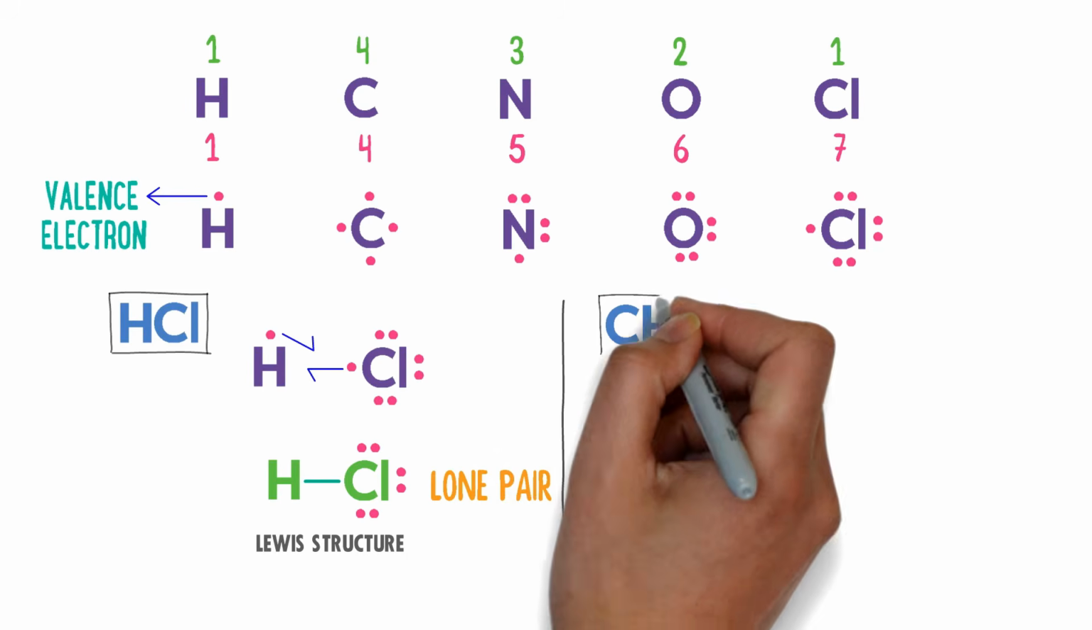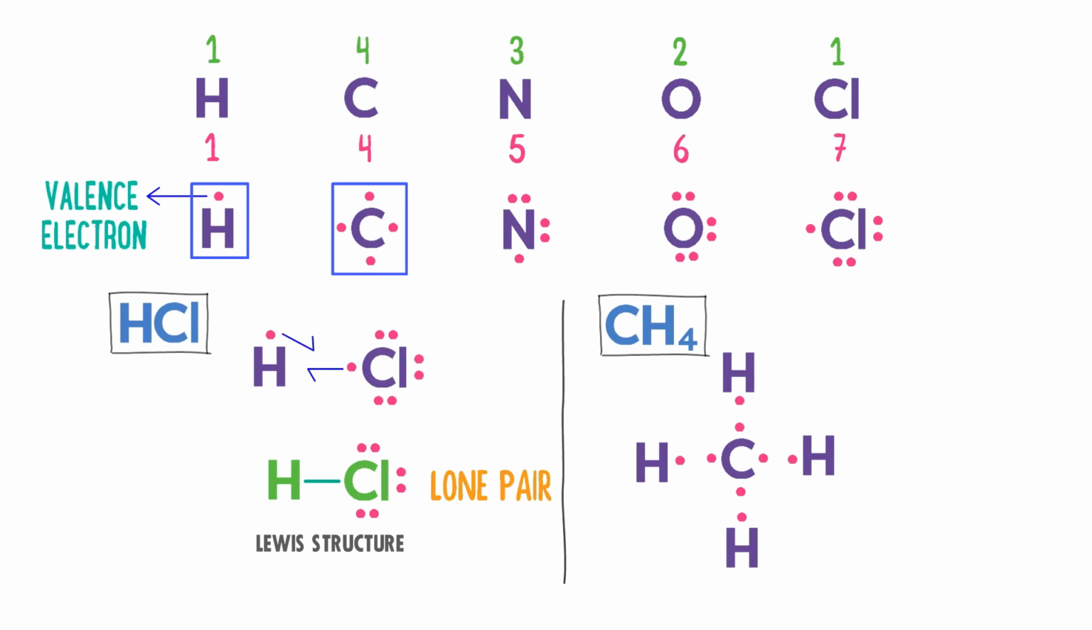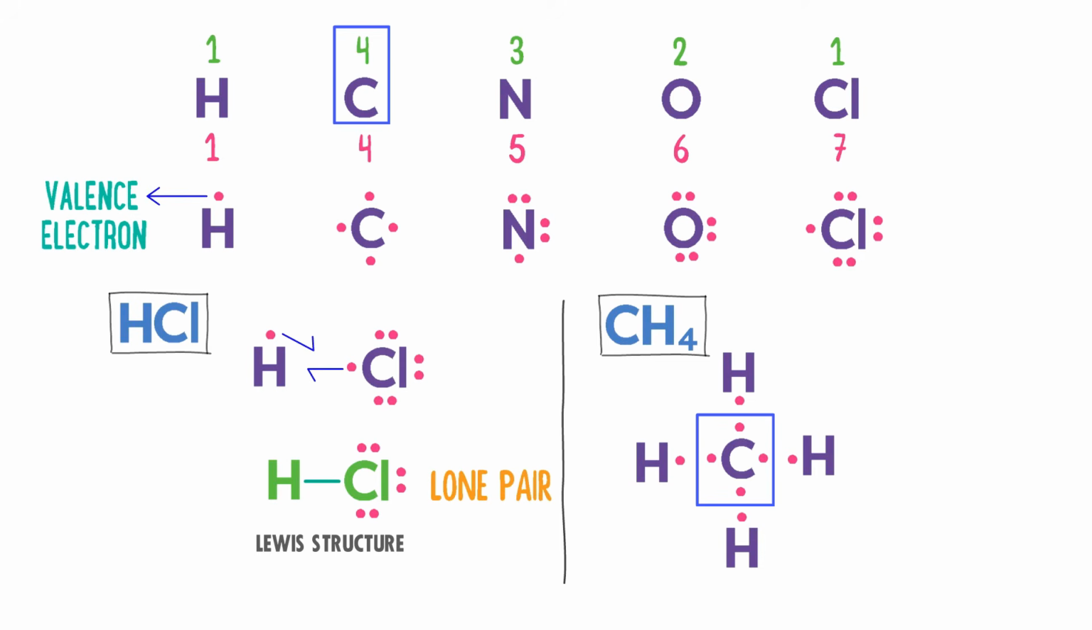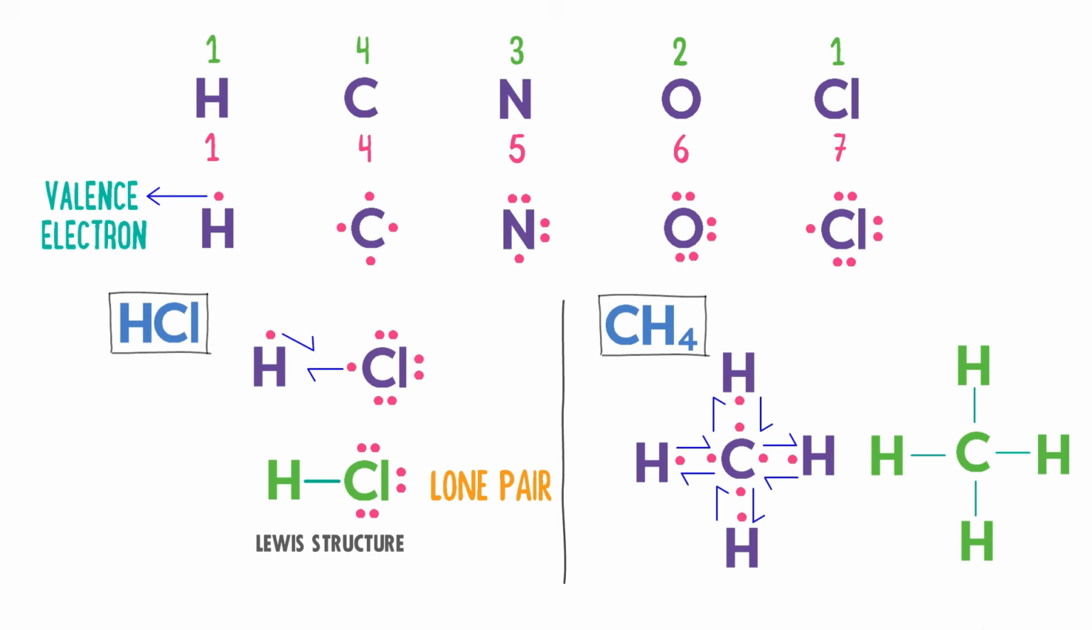Fourthly, consider CH4. I take 1 atom of carbon and 4 atoms of hydrogen. We know that carbon needs 4 more electrons to complete its octet rule, while hydrogen atoms need 1 electron each to complete their duplet rule. So each hydrogen atom shares its 1 electron with carbon, and carbon shares its 4 electrons with the hydrogen atoms, and we get this structure. Thus, this is the Lewis structure of CH4.